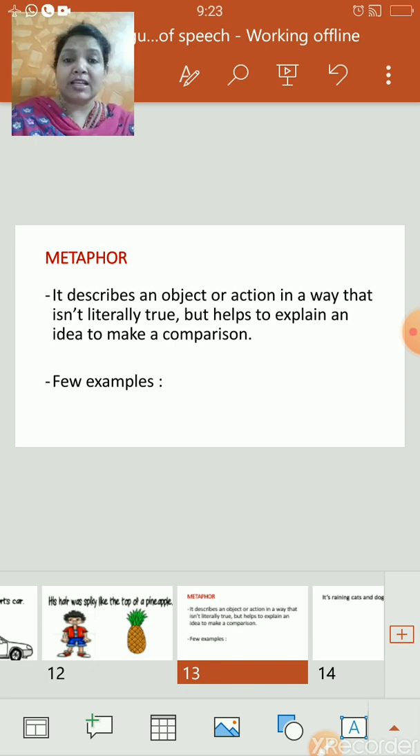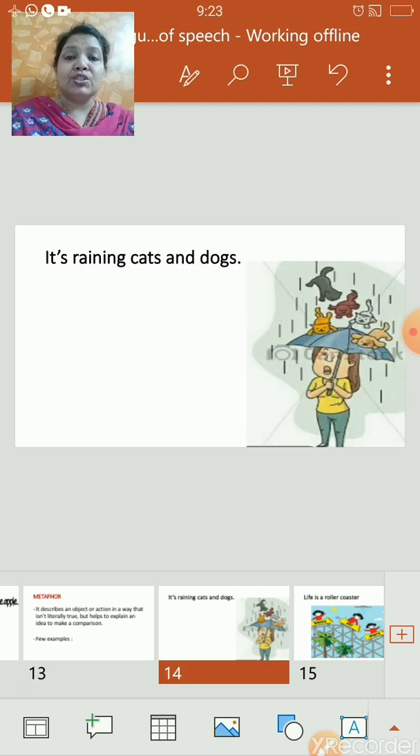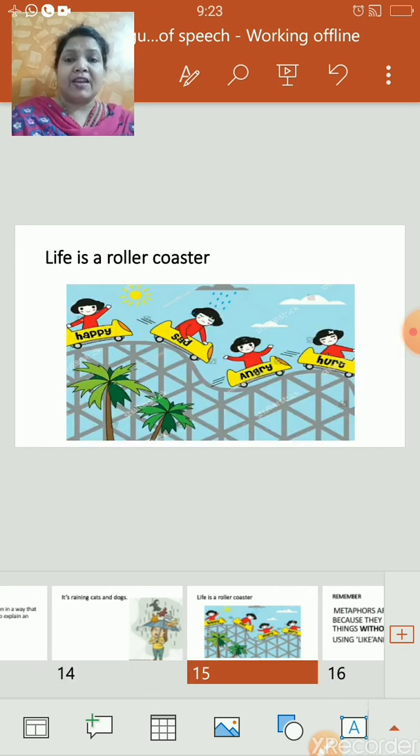Then we have also done metaphor. As we also know, in metaphor we do not use the words like and as. But I have given you a few examples to understand that we compare in different forms. Like we have said, life is a roller coaster. So we have compared life with the roller coaster. The reason is, of course, it is not a roller coaster, but there are a lot of ups and downs in life. So that is how we recognize the metaphor.